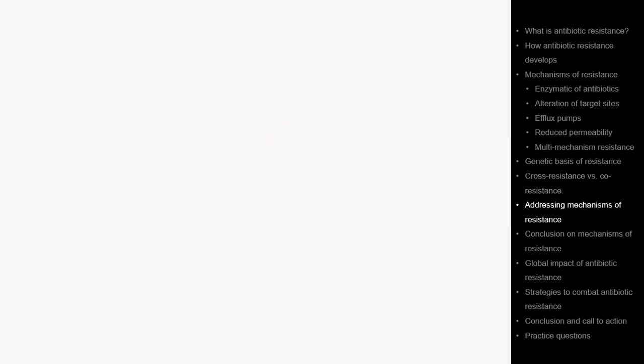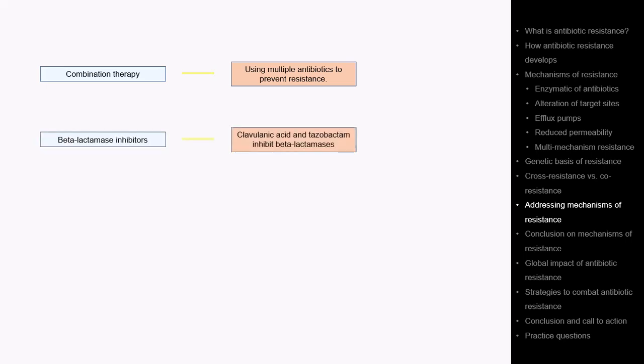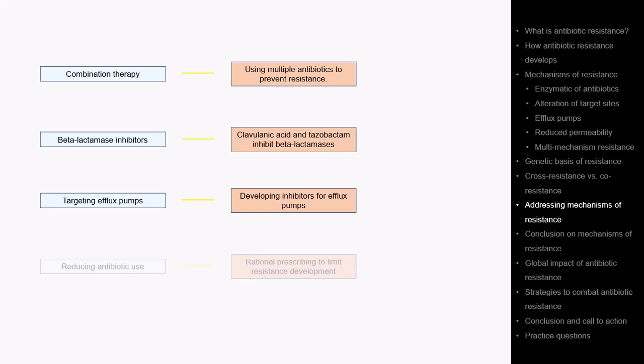How can we address these mechanisms of resistance? First, we can use combination therapy, where two or more antibiotics with different mechanisms of action are used together to prevent resistance from developing. Beta-lactamase inhibitors like clavulanic acid can block enzymes that break down beta-lactams. There is also ongoing research into drugs that inhibit efflux pumps. And most importantly, we need to reduce the unnecessary use of antibiotics. Rational prescribing can help slow down the development of resistance.